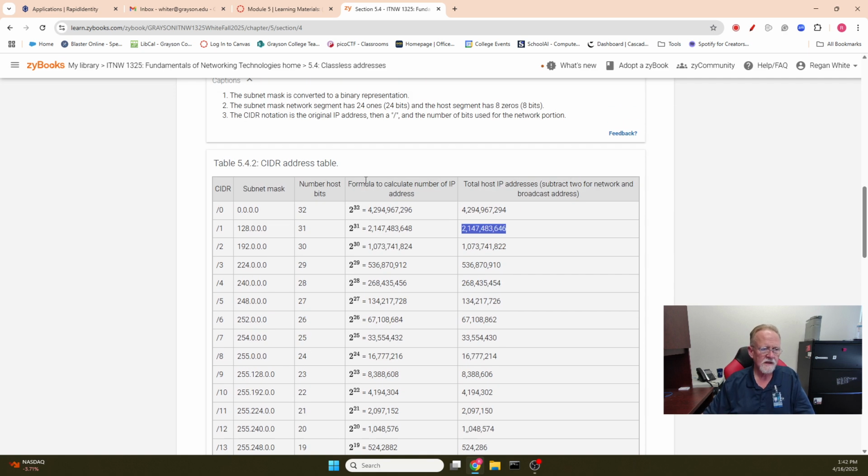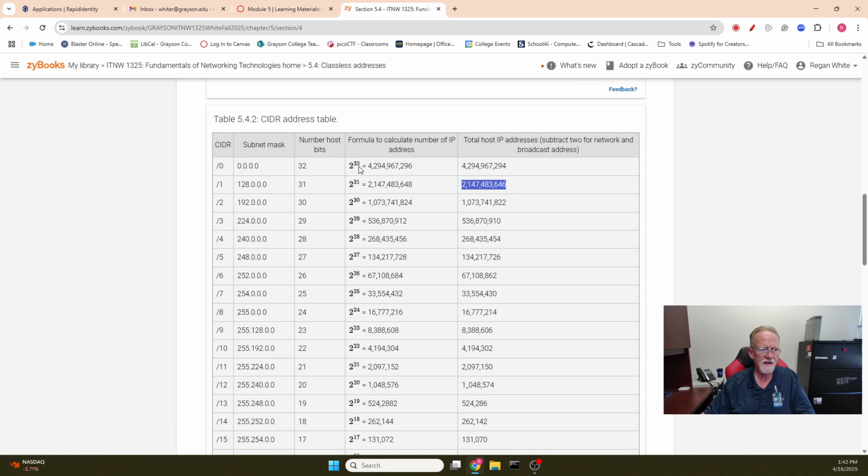Okay. So this is basically a CIDR address table, and if we look at the subnet mask, we can tell what the number following the slash is going to be by the number of network bits. If we have 32 host bits, that means we have no network bits. That's when we get a /0. There are no ones here, so you're going to have 32 host bits and no network bits. Of course, you have a lot of possible IP addresses, 2 to the 32nd power, but you also have no network identification.